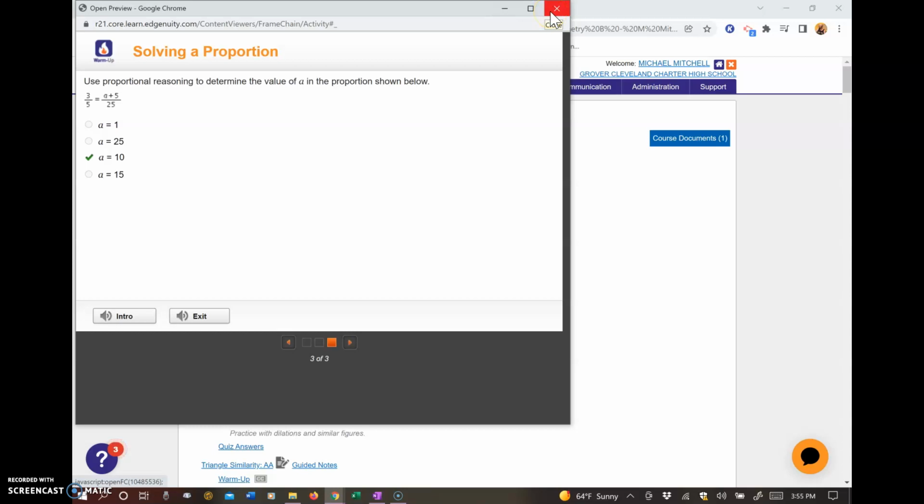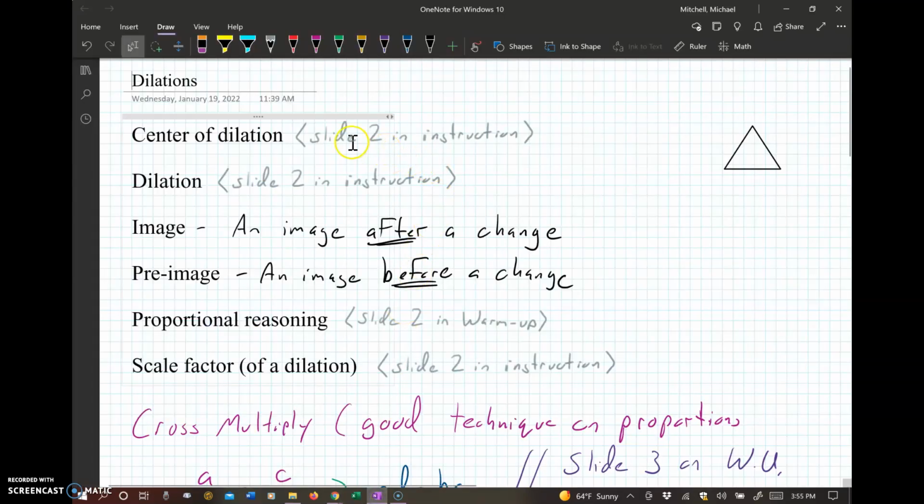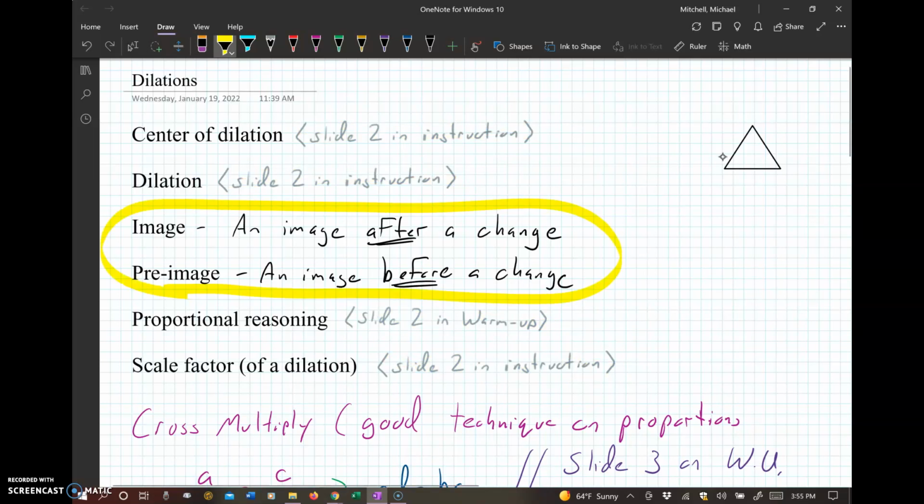And then I also mention the section it's from, like this is from the warm-up, or instruction, or the assignment, or the summary. I'll list those out in there too, but that's where some of that information comes from. So slide 2 of the instruction, you're going to find the information right there. Slide 2 of the instruction, slide 2 of the warm-up for proportional reasoning, another slide 2 of the instruction. Those are ones you're going to get definitions for. I gave you the definitions for these.